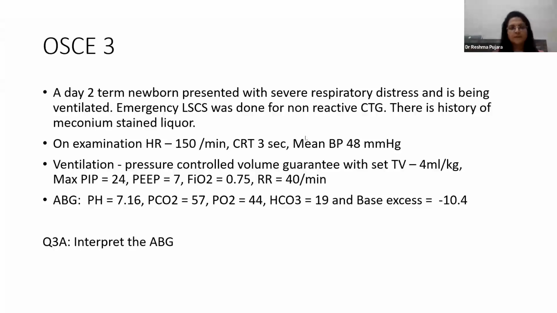First you would look at the pH. Your pH is 7.16, which is acidotic. The next step would be to look at the carbon dioxide, which is 57, so it is a little bit on the higher side. And then you would look at your bicarb. Normally with the rise in the CO2, you would expect the bicarb also to increase, but here the bicarb is 19 and base excess is minus 10.4.